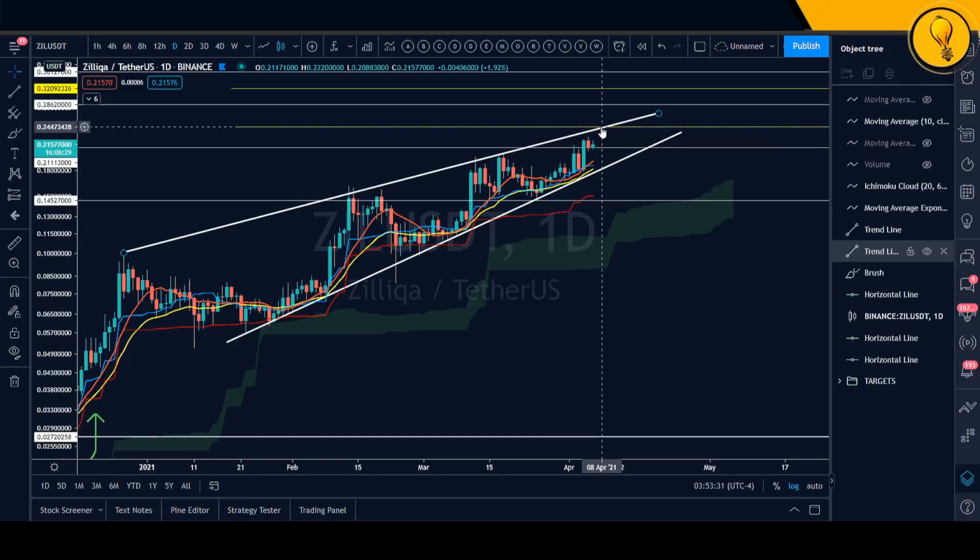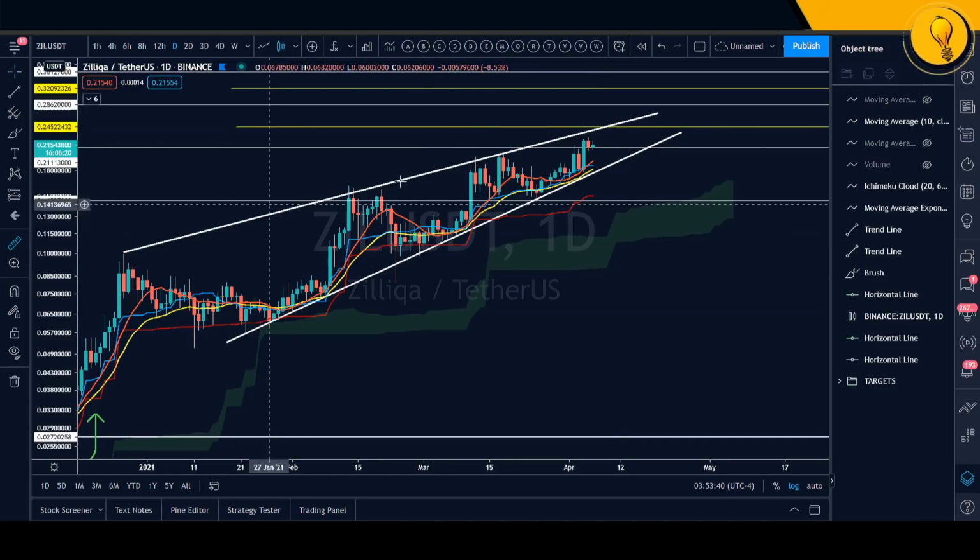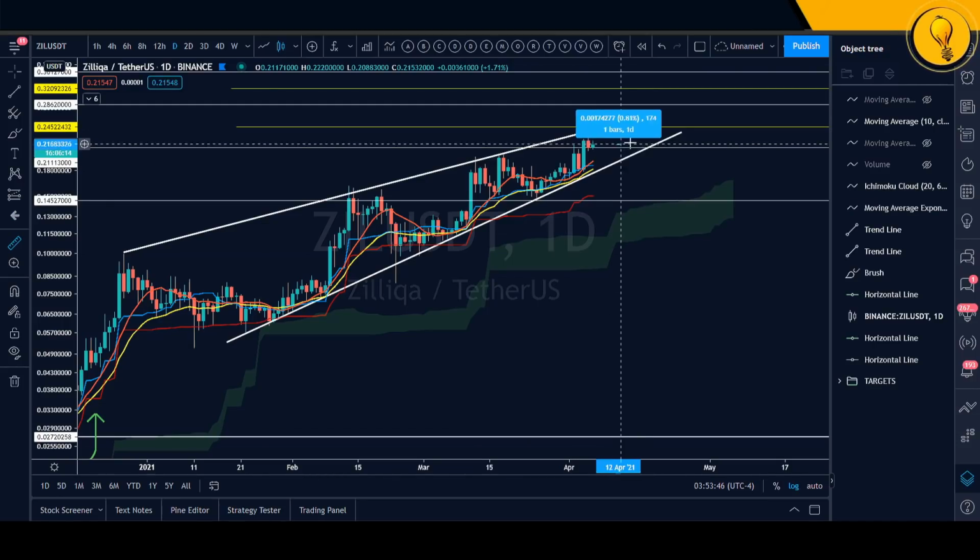Now, you know that I've been really eyeing those midpoints in terms of trying to figure out whether it's going to see continuation or not. Right. So if it does break towards the upside, we're going to see the trend continue up and up and up.